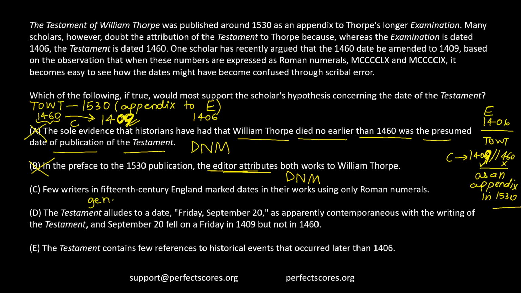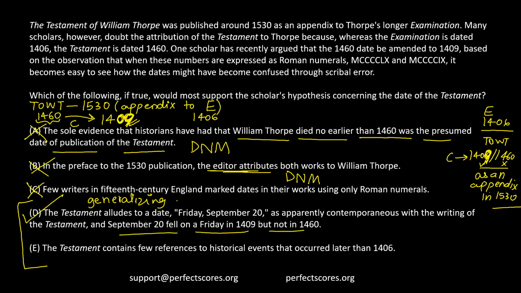C, it's generalizing a bit. It's talking about few writers. So even if few writers did something, that means that there were other writers who did the opposite of that. And we don't know which author belongs in which category. So C doesn't really tell you a lot. Okay, between D and E now. Which one do you think is the answer? D. Lakshmi, what about you? Yeah, I think D. Yes, D is the answer.